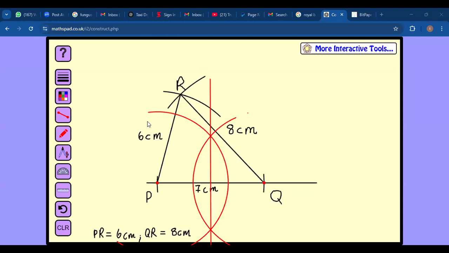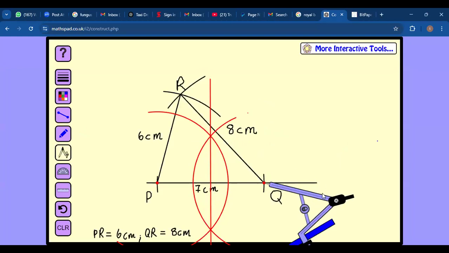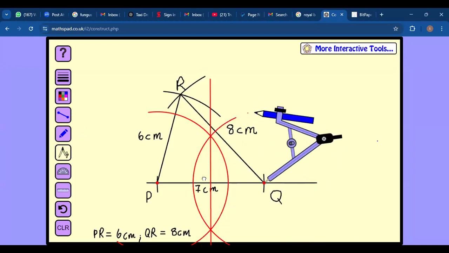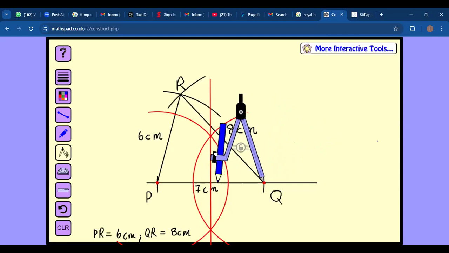How are we going to bisect that angle? Let's go here. I'm going to use a blue to bisect it. In order for me to bisect it, I'm going to come here and draw an arc. I don't think I'm going to draw it exactly the same distance. I'm going to make it a little smaller. Let's do it right in the middle. Good. There we go.